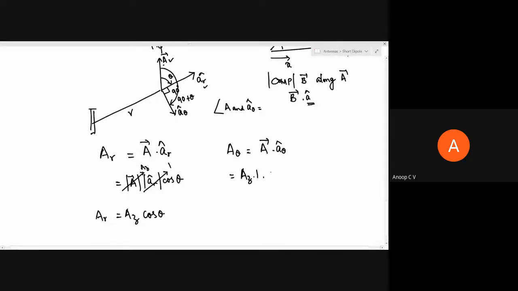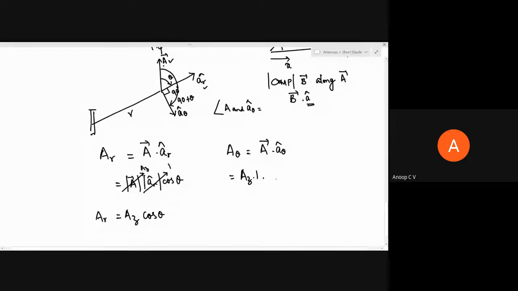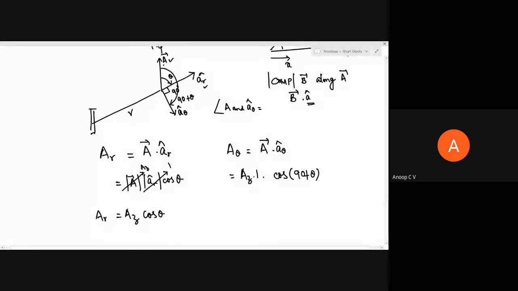So times cosine of 90 plus theta. Az cos of 90 plus theta, and cos of 90 minus theta would be sine. But my question is, is it plus or minus sine? Cos of 90 plus theta, is it plus sine or minus sine? Please tell me. I need help.